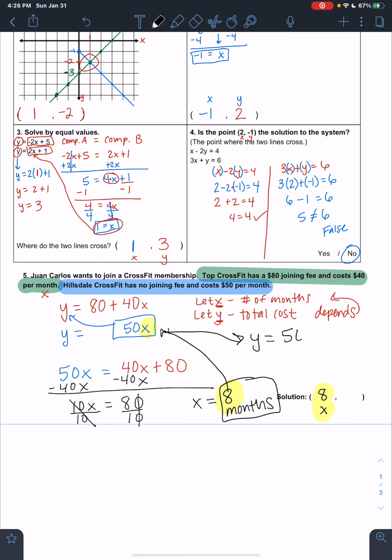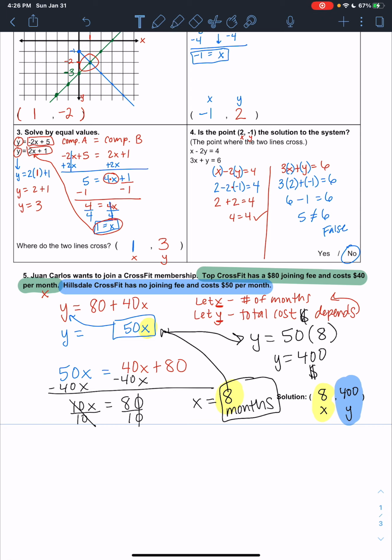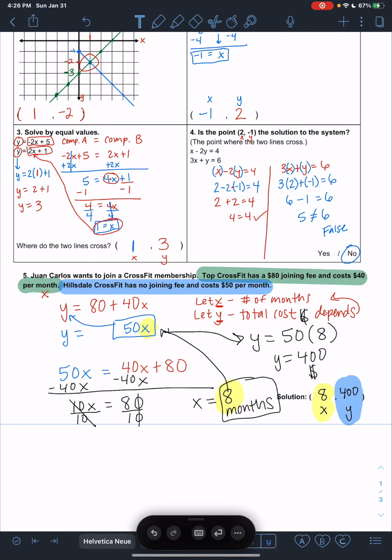Y is equal to 50 times 8, and 50 times 8 is 400, and we have to understand that this is $400, because we're talking about total cost in dollars. So you should be able to write a sentence at the end to say that at 8 months, both memberships will cost $400. That's how I would like you to end your notes here, by writing that statement, and your teachers can look for that statement of understanding what this whole scenario means. Thank you.